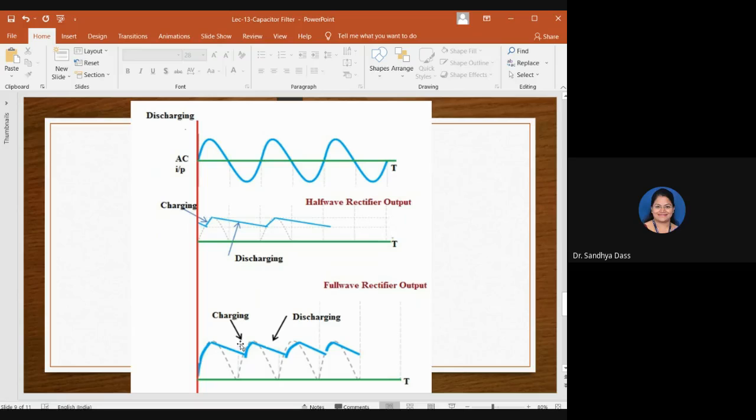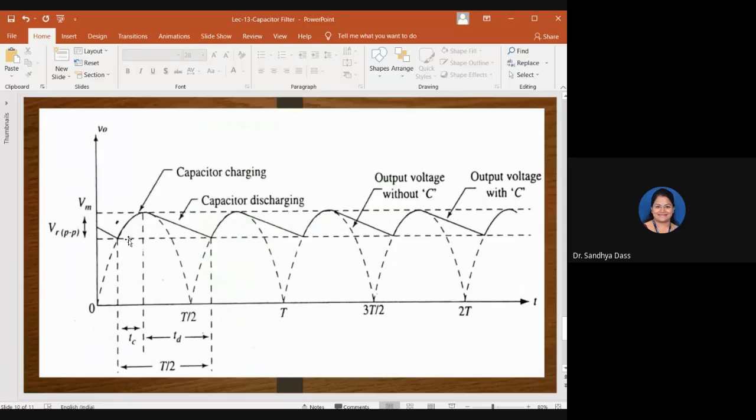Even in the full wave rectifier, the dotted line, what you can observe here, is the full wave rectifier output, and this blue line is your capacitor output. In the first positive cycle, D1 will be conducting, isn't it? At that time, initially the capacitor will charge to Vm. When the input voltage drops below Vm, D1 will be turned off and the capacitor will start discharging via RL.